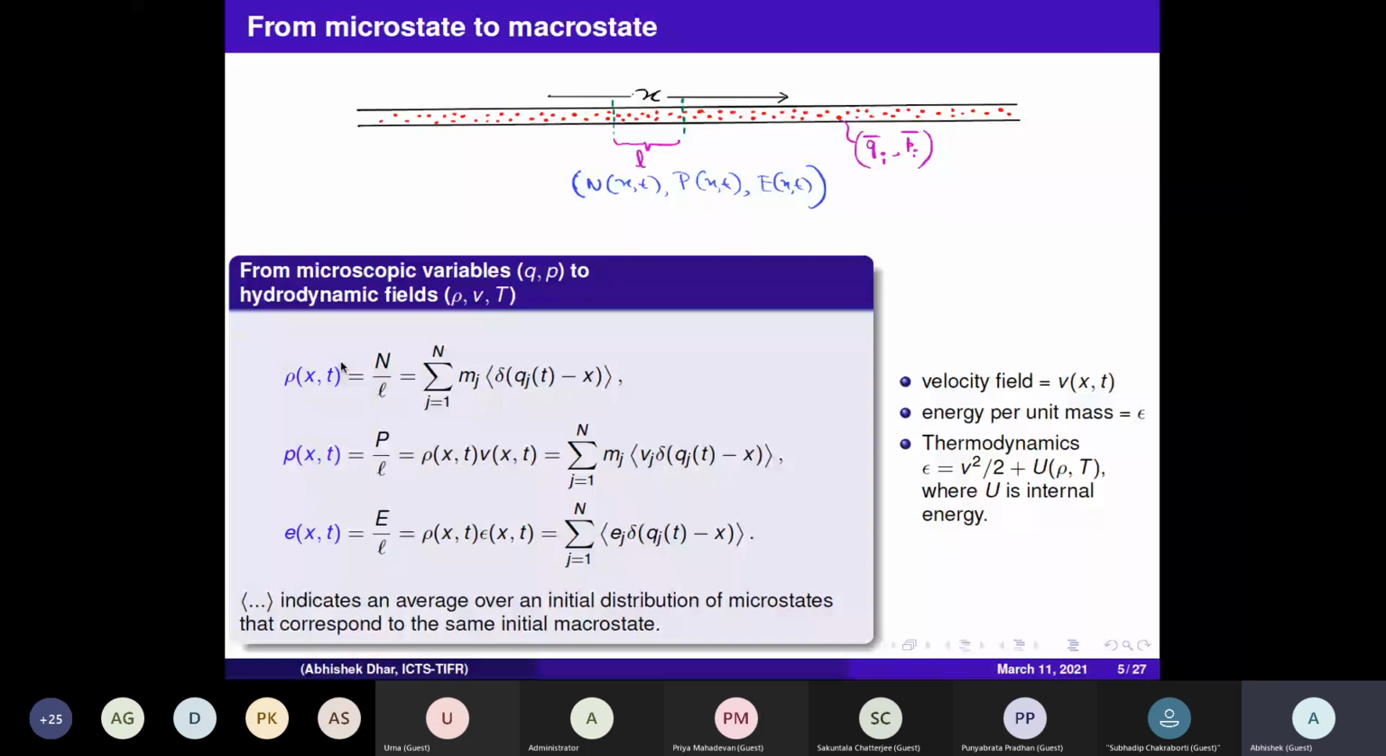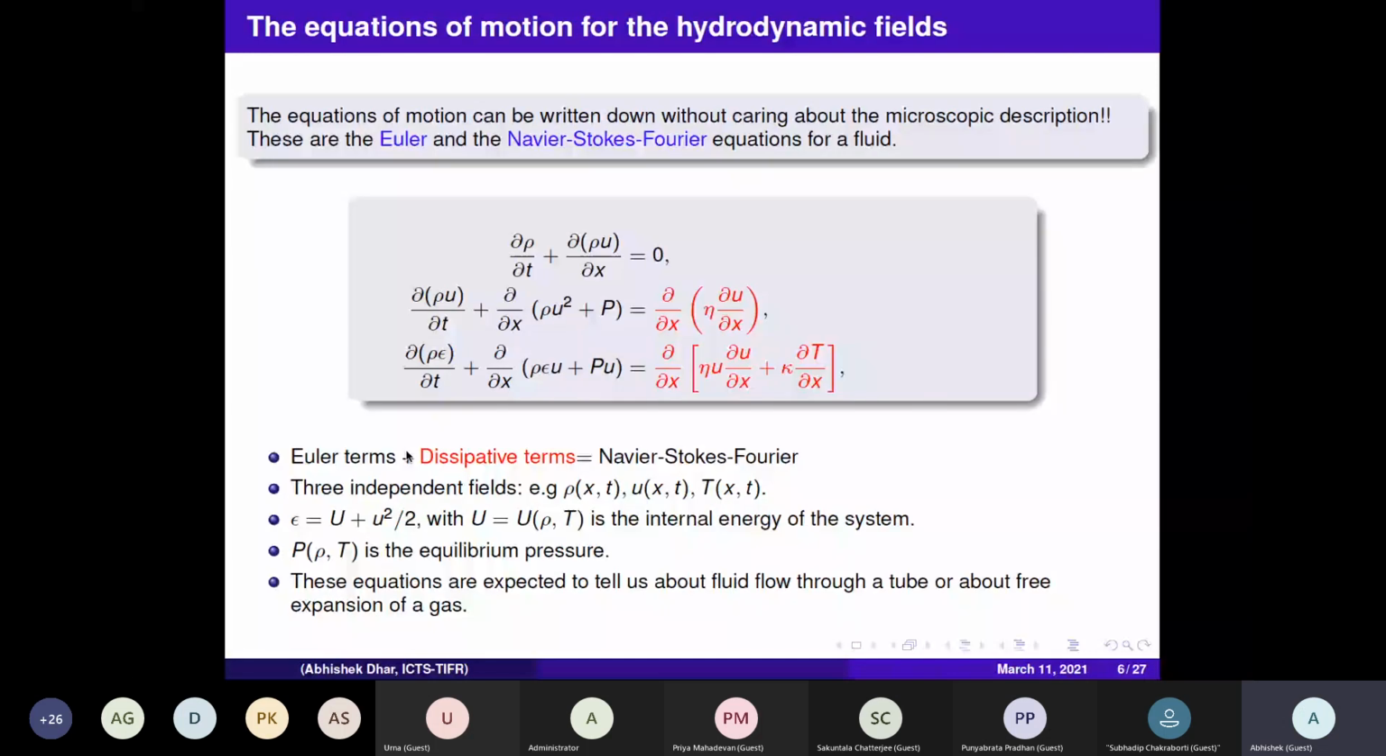So from the microscopic description, where we know all the positions, we know the density. Similarly, if you know all the velocities and the positions, then we can construct this momentum field and then the energy field. Okay, so this is how we go from the microscopic to the macroscopic descriptions. And now let us ask, what are the equations satisfied by the three fields? These are the equations of motion for the hydrodynamic fields.